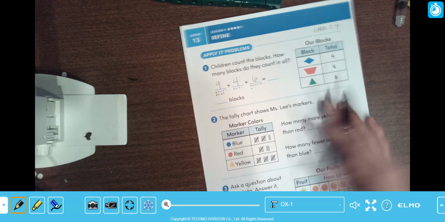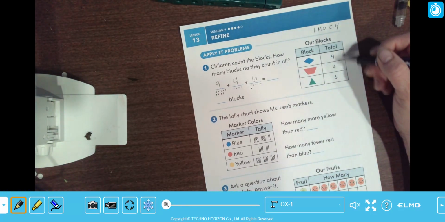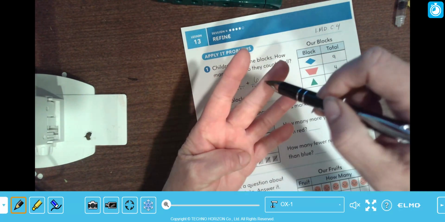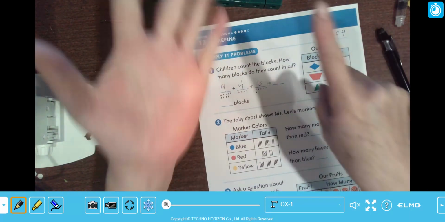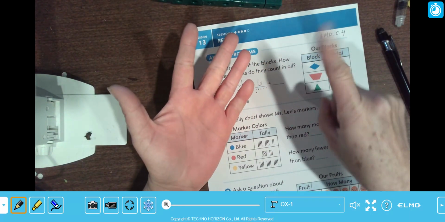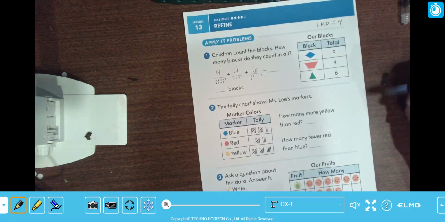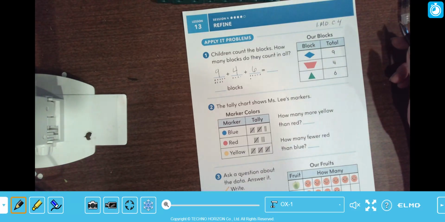Okay? Or you can do it with your fingers or in your head, right? You can do 9 and 4 more, 9, 10, 11, 12, 13. And then 13 plus 6 more, 13, 14, and then like that. Okay? So go ahead and do that. Pause the video and go ahead and do that.